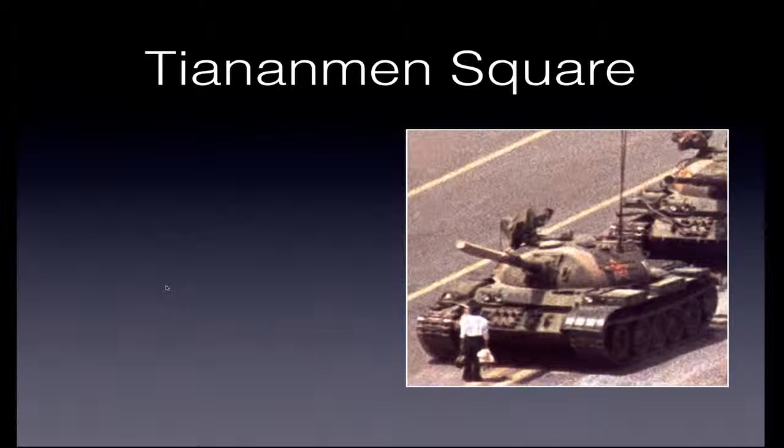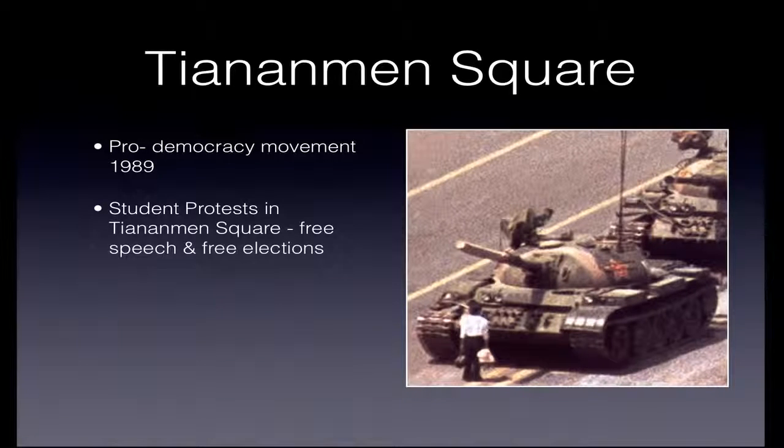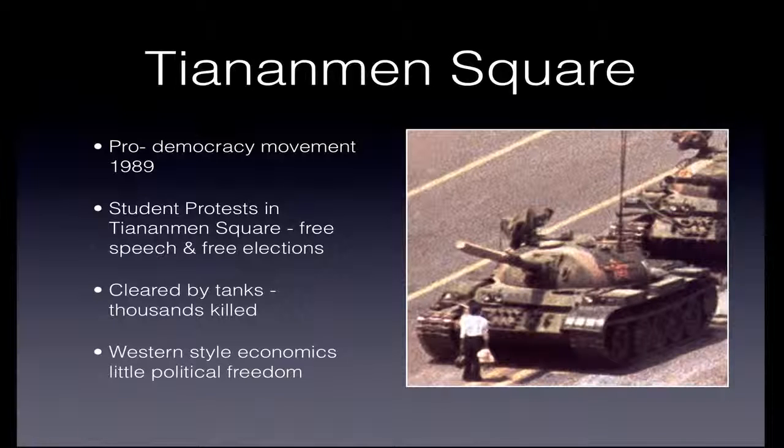Tiananmen Square is a large square in front of the Forbidden City in Beijing, and there was a pro-democracy movement in 1989 which basically camped out in Tiananmen Square and demanded democracy, largely led by students, although other people joined in. They called for free speech and free elections. Well, obviously the market reforms had been going on for nearly 10 years, so in some ways China had reformed, but they certainly were not ready for this type of protest, this type of reform. And eventually the square was cleared by tanks, and thousands of people were killed as the government clamped down. So a situation of Western style economics with little political freedom.